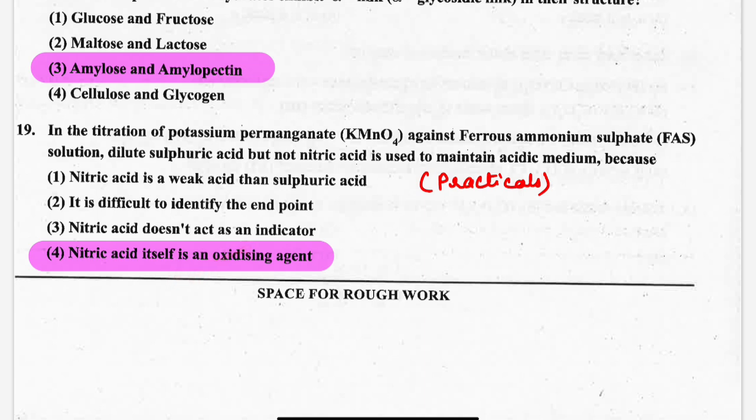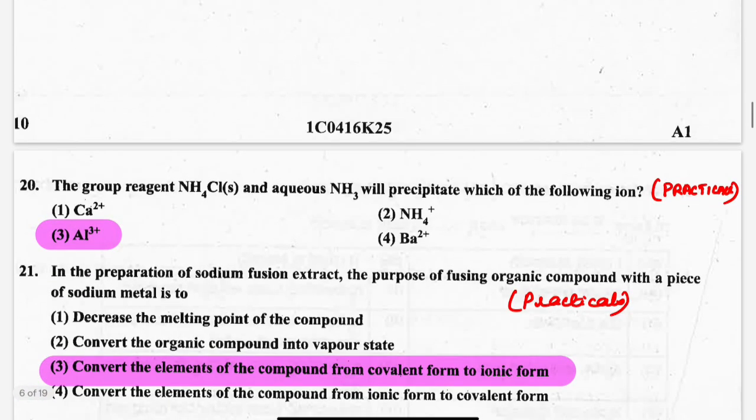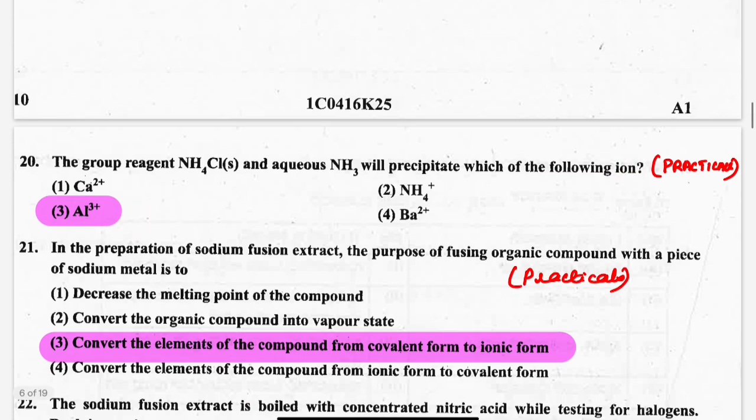In the titration of potassium permanganate against FAS, dilute sulfuric acid but not nitric acid is used to maintain acidic medium because nitric acid itself is an oxidizing agent. So one more question from practicals. The group reagent, that is ammonium chloride and aqueous ammonia, will precipitate which of the following ion? So answer will be Al3+.